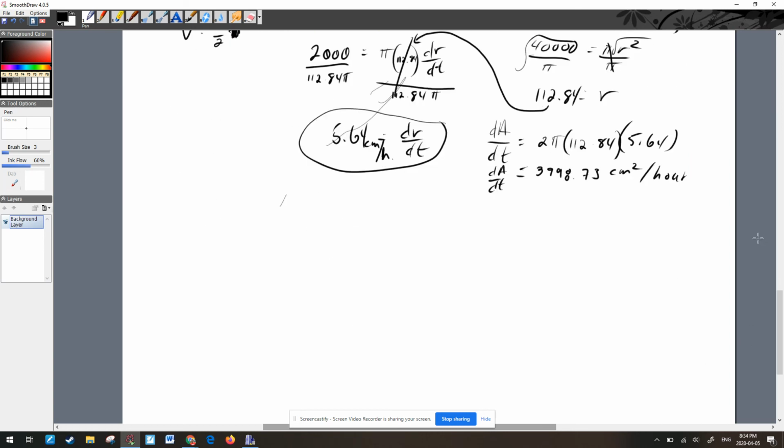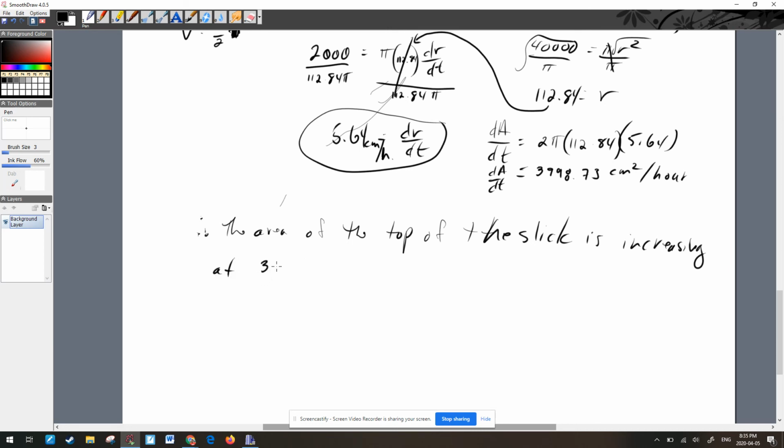Okay, so what we need to do here is we need to then write a concluding statement. So therefore, the area of the top of the slick is increasing at 3,998.73 centimeters squared per hour. Okay, and there it is.